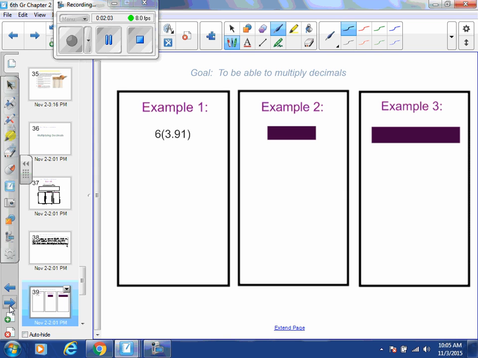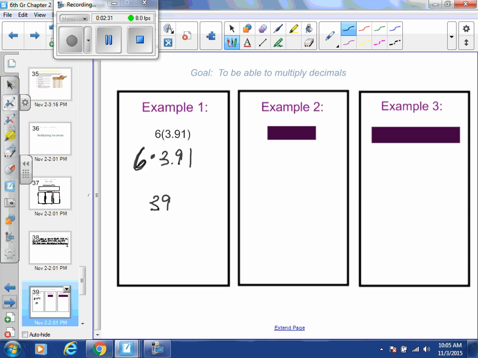All right, in your 3 example boxes, let's look at the first example box and write down this example. This first example, some people prefer to see as this. Just remember that when you have a number right next to parentheses, it means you're taking that number times everything in the parentheses. All right, but if you prefer to write it this way, you can on your paper. All right, so first thing I would do is multiply as I would with whole numbers. So I'm going to line these up.